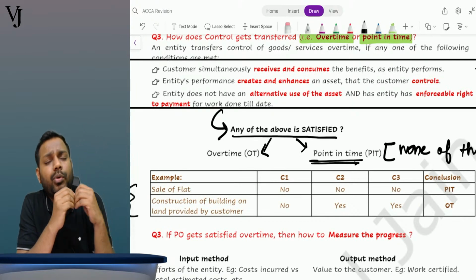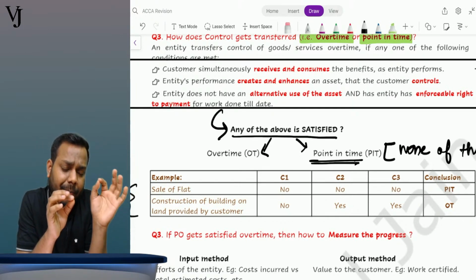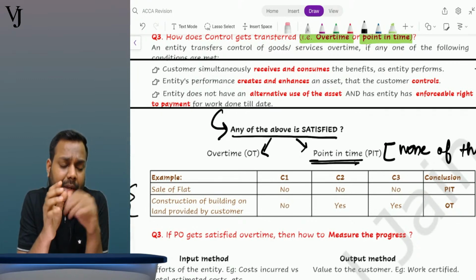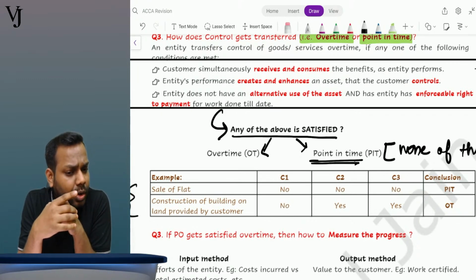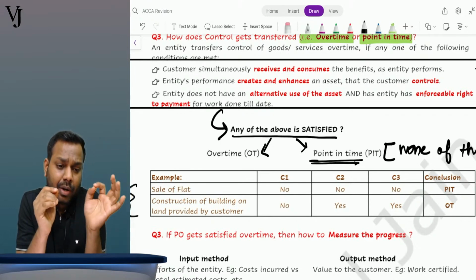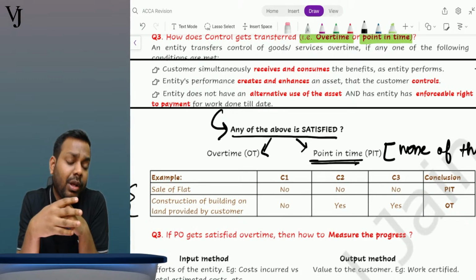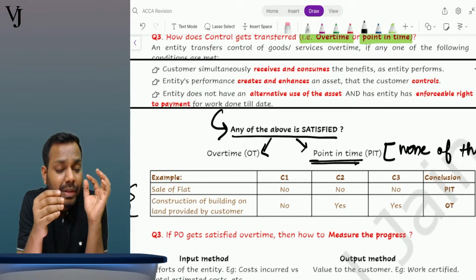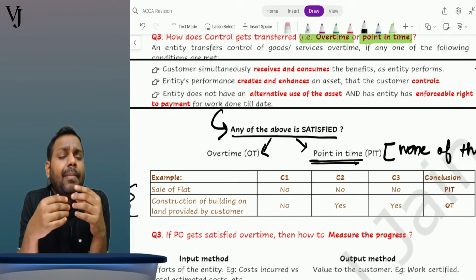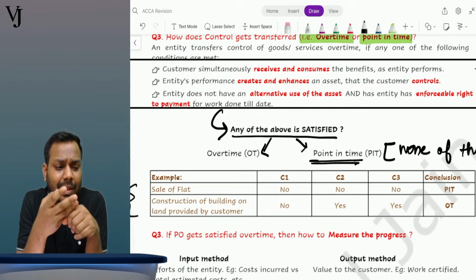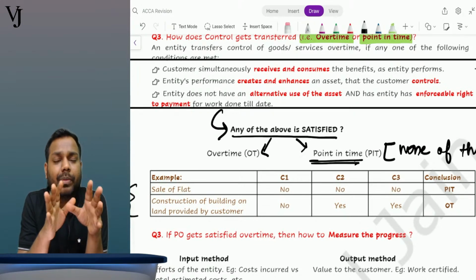Let's suppose I have booked one flat in a DLF apartment and paid token money. Now tell me, do you think I control that flat? No, I don't control it. Why don't I control it? Because the whole control lies with DLF now, and I might cancel the contract at any given point of time.